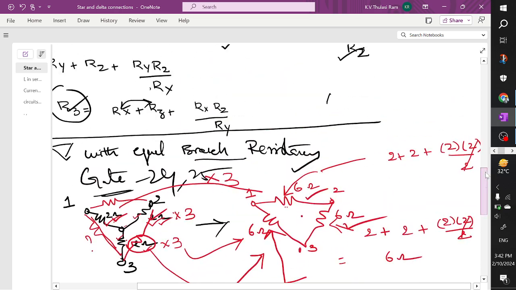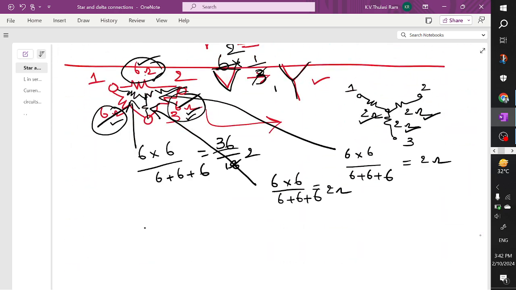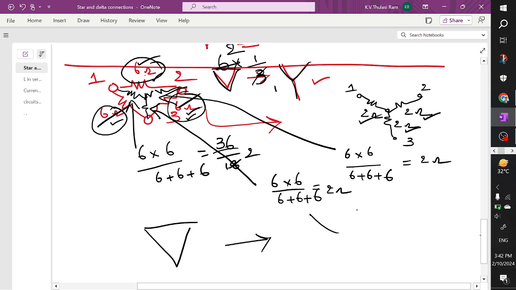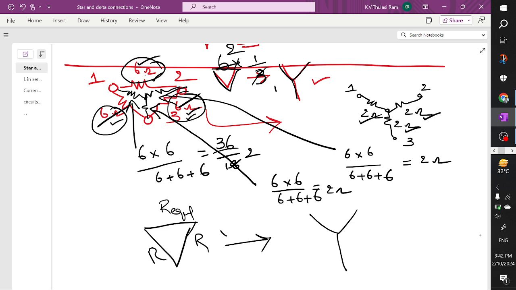So coming to the conclusion, when you have a delta to star network with equal values R, R, R, then these values are scaled by 1 by 3 times, and each branch value is R by 3. Each value is R by 3. Each value is R by 3.